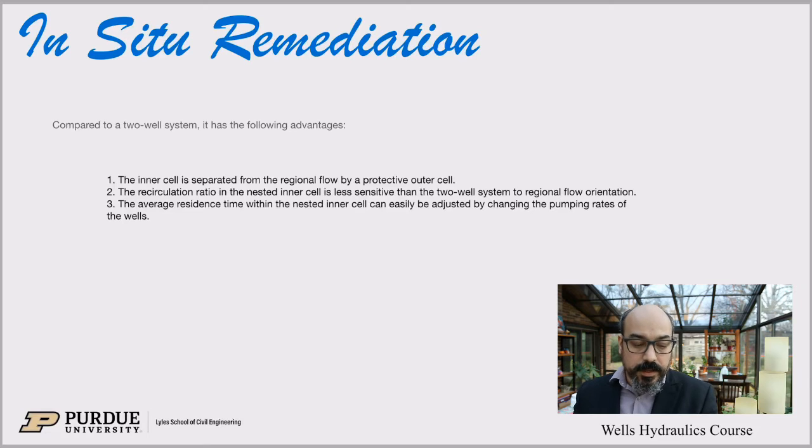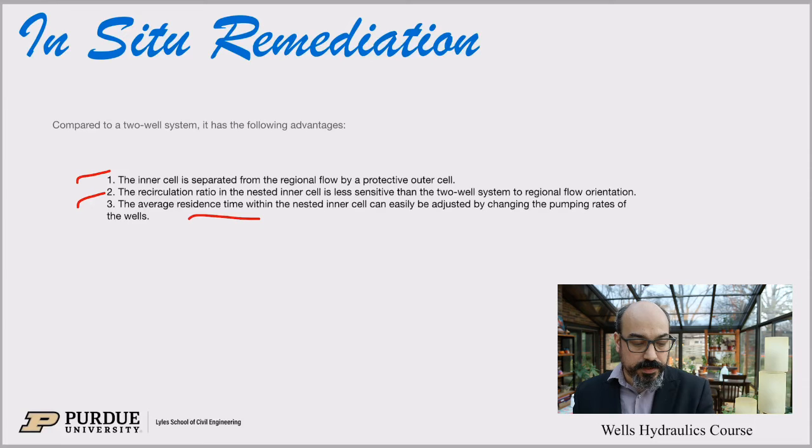Compared to a 2-well system, it has the following advantages: the inner cell is separated from the original flow by the protective outer cell. The recirculation ratio in the nested inner cell is less sensitive than the 2-well system. This recirculation ratio is important for an in situ remediation system, because you're injecting and extracting water so that you can replenish the zone in, let's say, nutrients, like I explained, or whatever it needs. So having a faster recirculation ratio is actually interesting, so that you can enhance the remediation, or you have more turnover time in there.